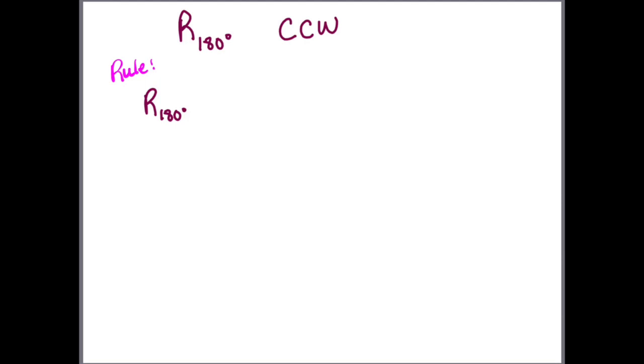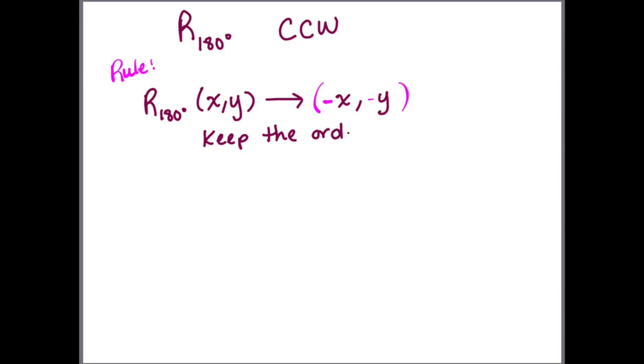So we start with our ordered pair, X comma Y, and that ordered pair stays in the same position. So we stay as X comma Y, but it can't stay exactly the same. So what happens is that we change both signs. So let me write that. We keep the order, but change both signs.